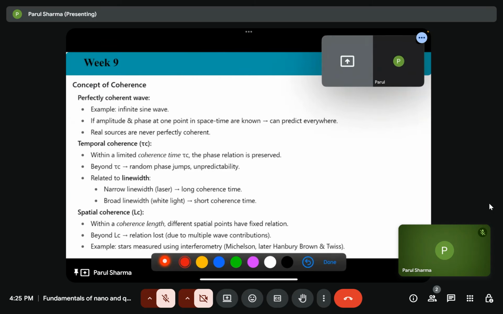So now, what is the concept of coherence?